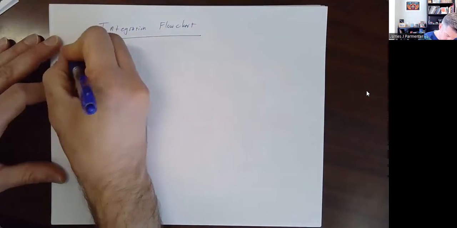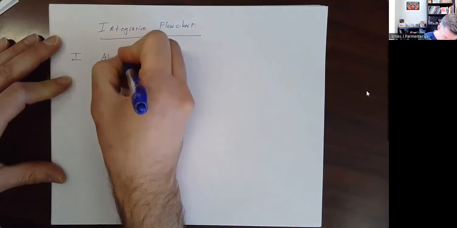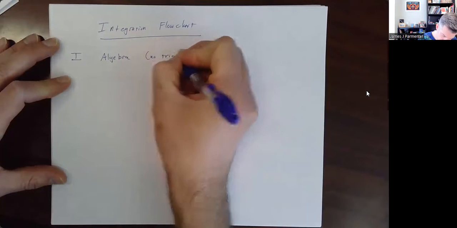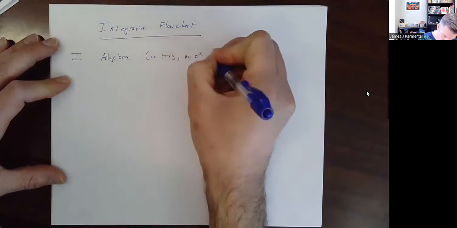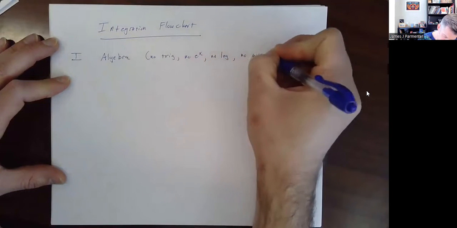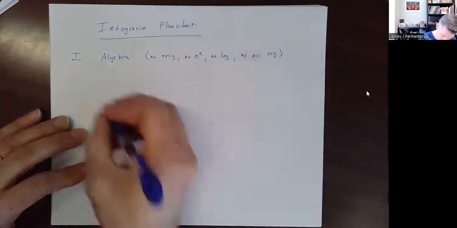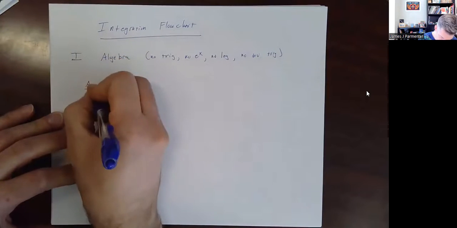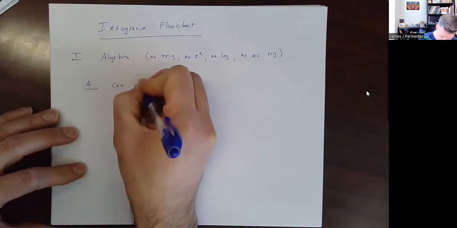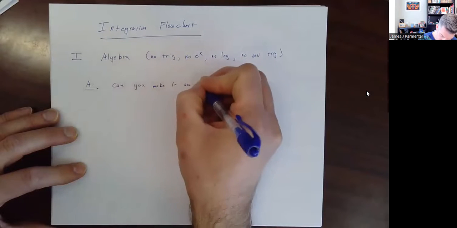And part one, if we see something that's algebra. So no trig, no e to the x, no logarithms, no inverse trig. None of that is in. All right, so part A, can you make it an exponent problem? And I'm really just going to read through this so that we get the words here.